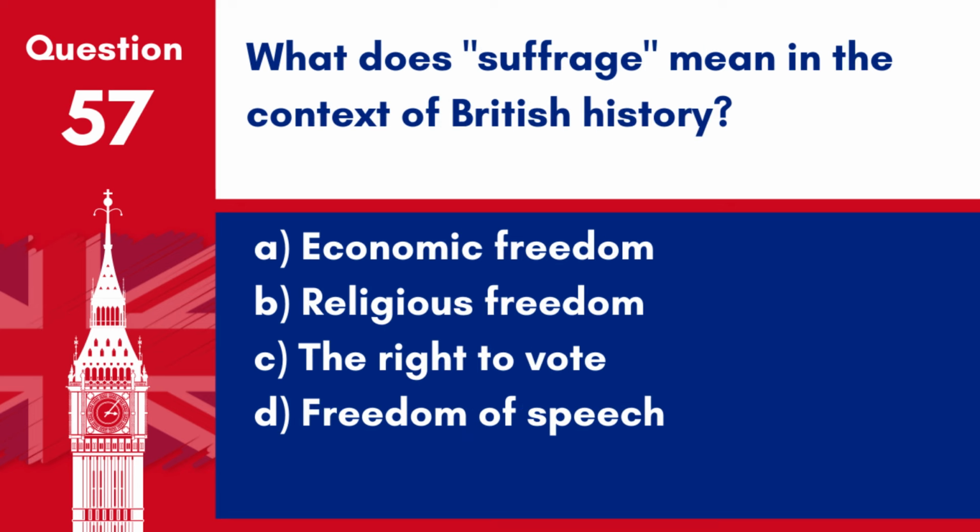Question 57. What does suffrage mean in the context of British history? A. Economic freedom. B. Religious freedom. C. The right to vote. D. Freedom of speech. Answer. C. The right to vote. Suffrage refers to the right to vote in political elections, a significant part of British democratic development.